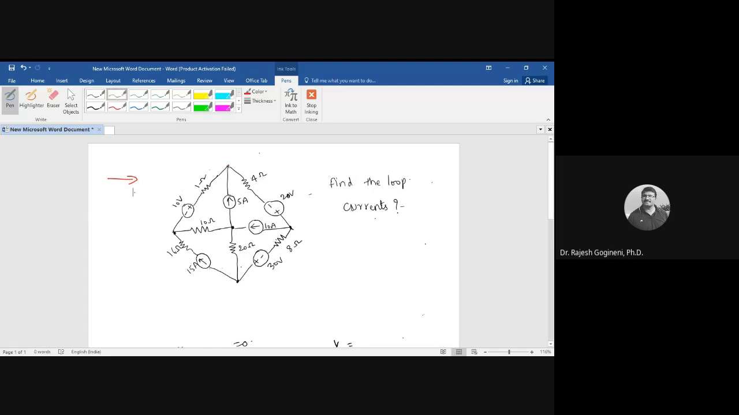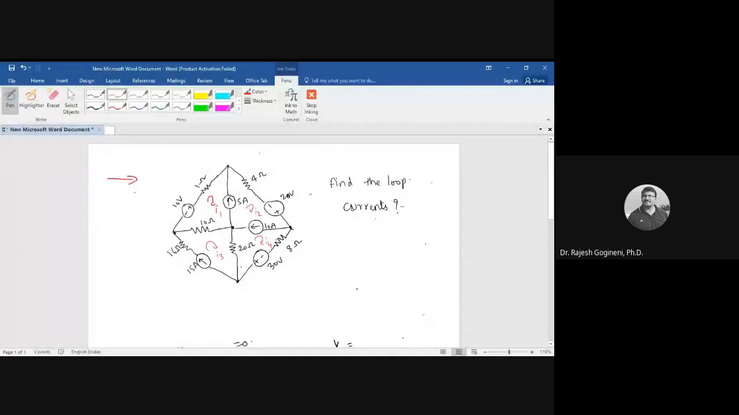See, suppose if I write the nodes as, this is the first loop I1, second loop I2, third loop I3, your fourth loop I4. Right? So, is it required to apply 4 KVLs? Yes or no? 4 KVLs are required?